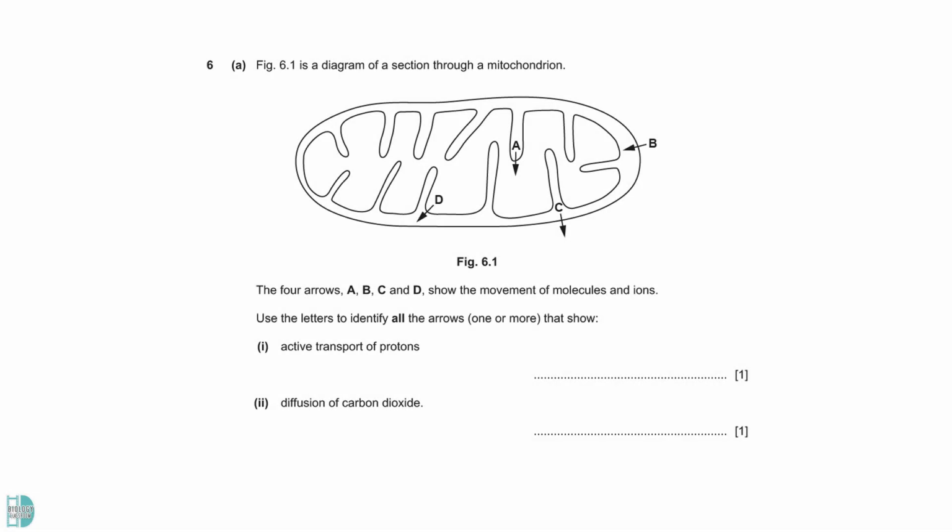In question 6, we have a diagram of a mitochondrion. The 4 arrows show the movement of molecules or ions, and you are required to identify them. Protons are pumped actively from the matrix to the intermembrane space, so the answer for 1 is D.